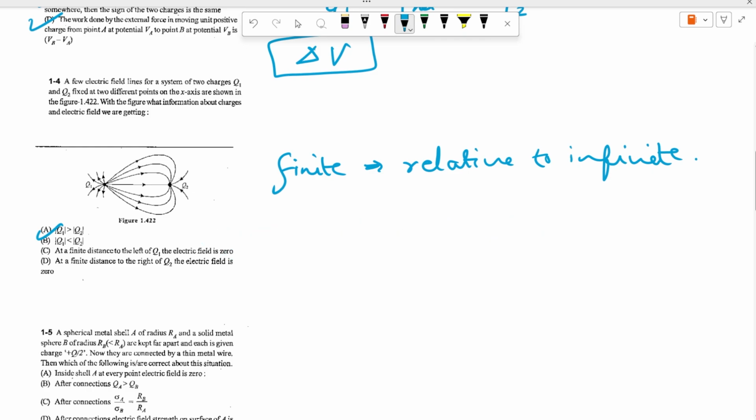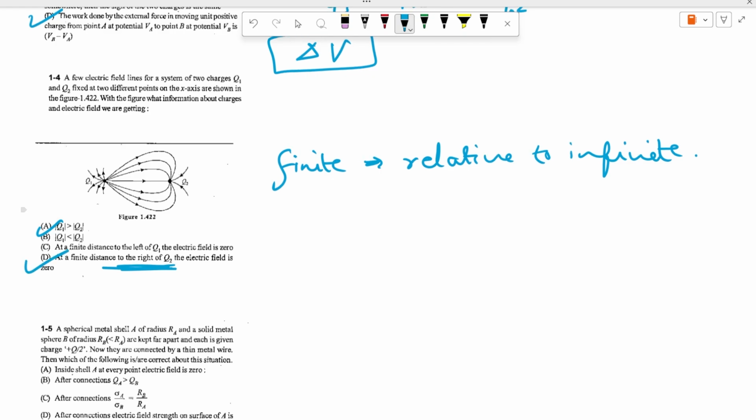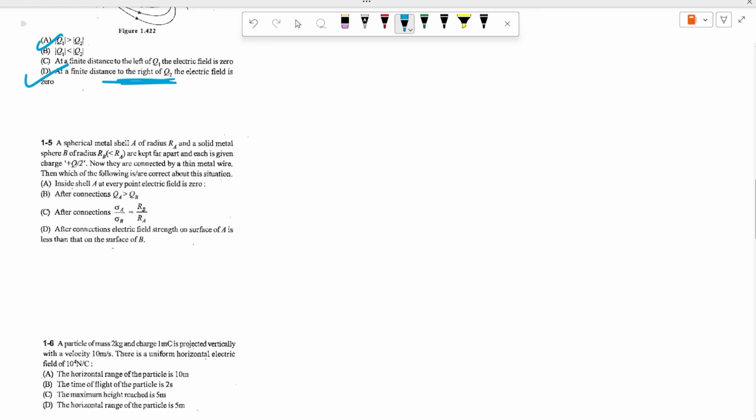That's what it means. So yeah, we can analyze that this is going to be the case with Q2 because it is less dense and it is less in magnitude. And yeah, that's it. Let's move on to the fifth question. A spherical metal shell A of radius RA and a solid metal sphere of RB, which is smaller. Okay.